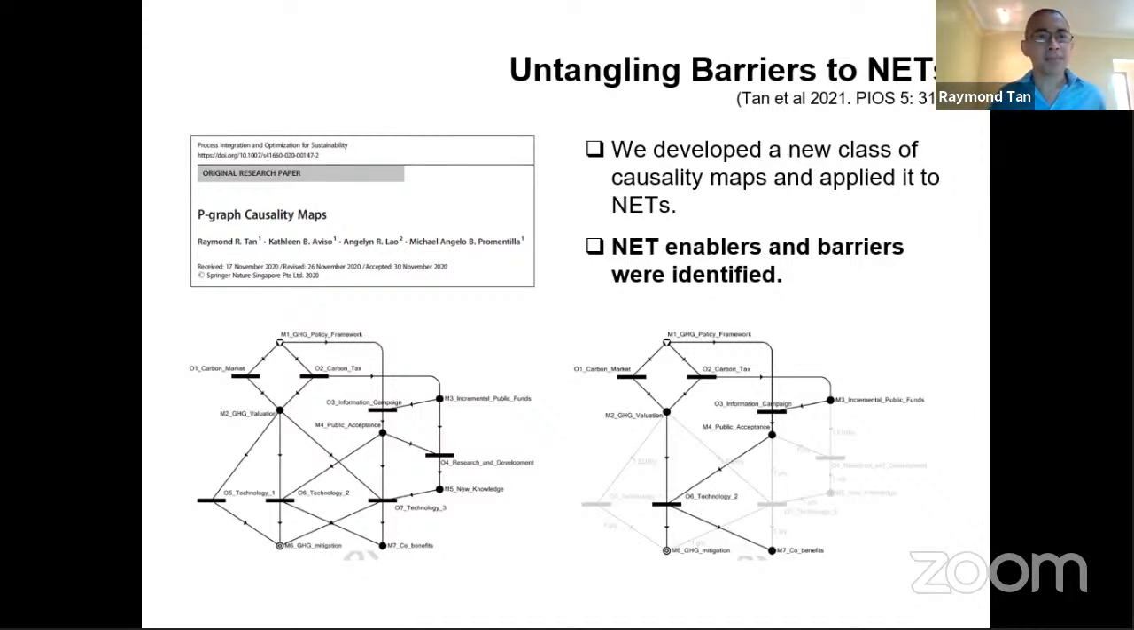And we developed a new family of causality or knowledge maps known as the P-graph causality map. And we looked at how this applies to decarbonization using negative emissions technologies in this paper.